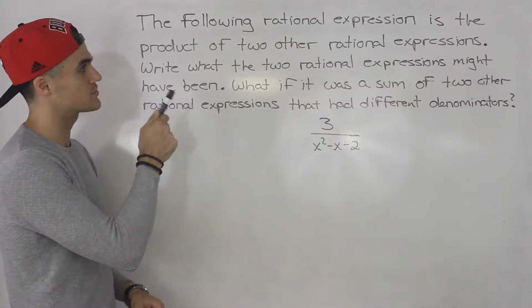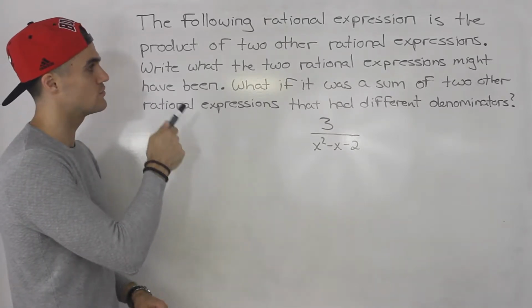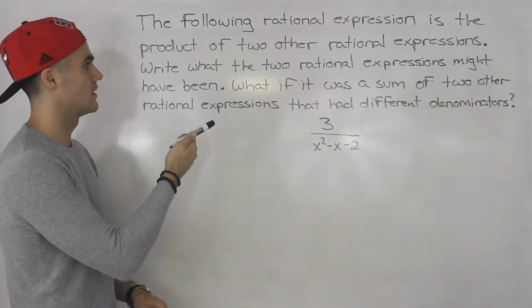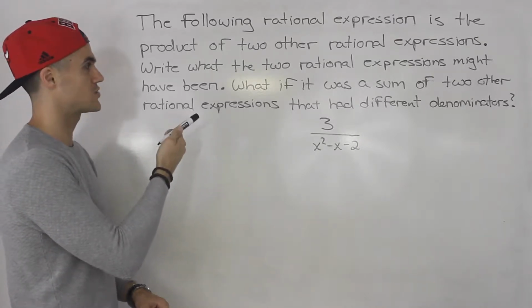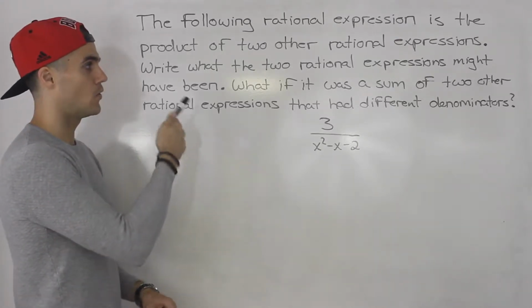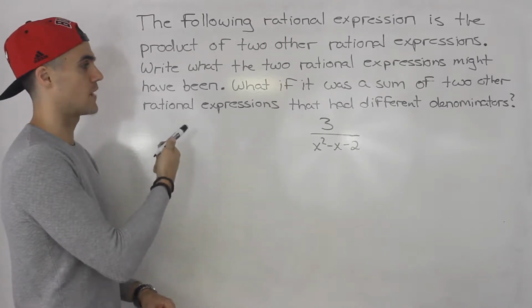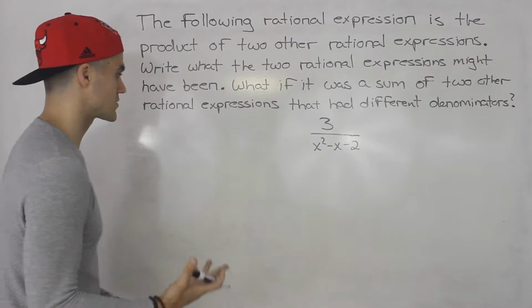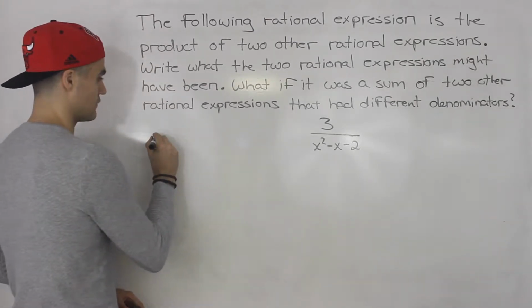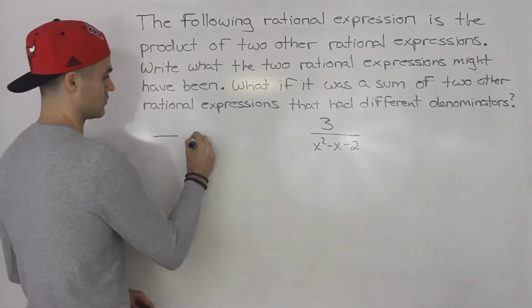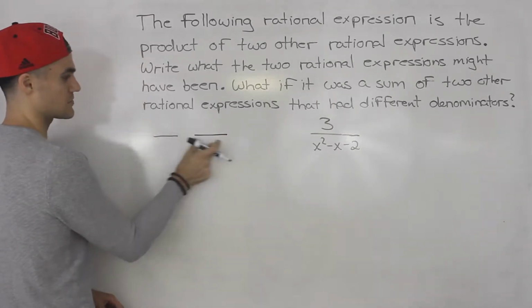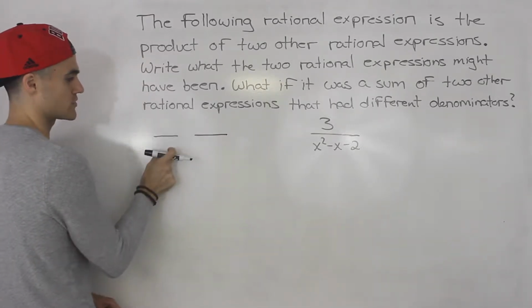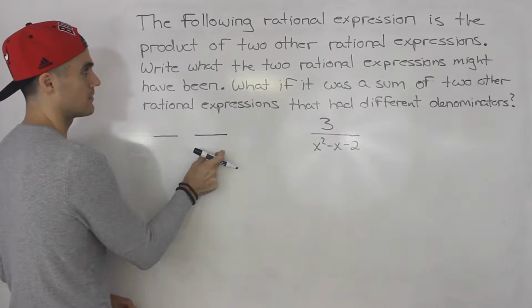So the following rational expression is the product of two other rational expressions. Write what the two rational expressions might have been. What if it was a sum of two other rational expressions that had different denominators? So there's two parts to this question. We basically have to find two rational expressions. So these represent like fractions, numerator over denominator, numerator over denominator.